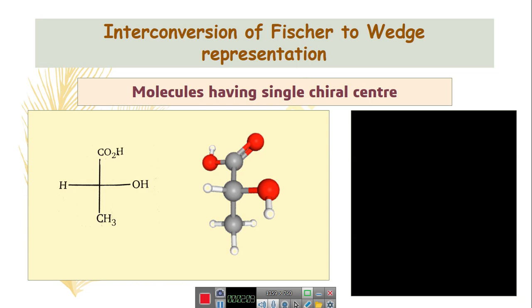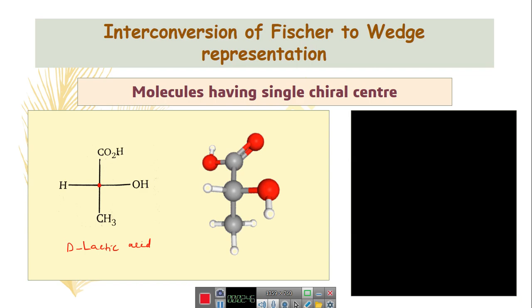So for molecules which have a single chiral center and are in Fischer formula, how do we convert them to wedge representation? For example, here there is a molecule called D-lactic acid. This is a Fischer representation of D-lactic acid, where you can observe there is a vertical line and a horizontal line present in this representation. And these two lines meet at a point which is called the chiral center or asymmetric center.